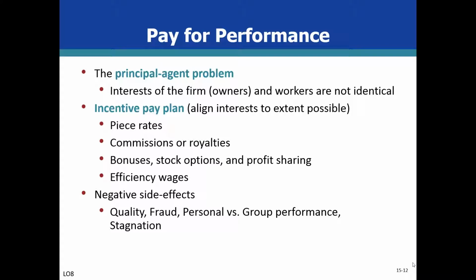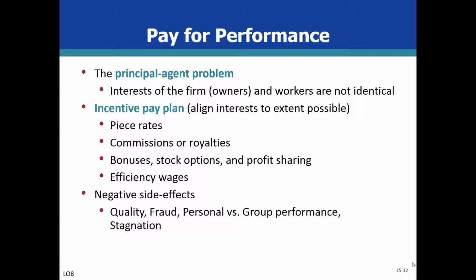Let's look at some of the issues surrounding pay for performance. A firm has many stakeholders. However, the owners, principals, and workers, including management, can have different interests or objectives. When different interests exist between those two, it is referred to as a principal-agent problem. Management and workers do not always have the owner's best interest in mind.